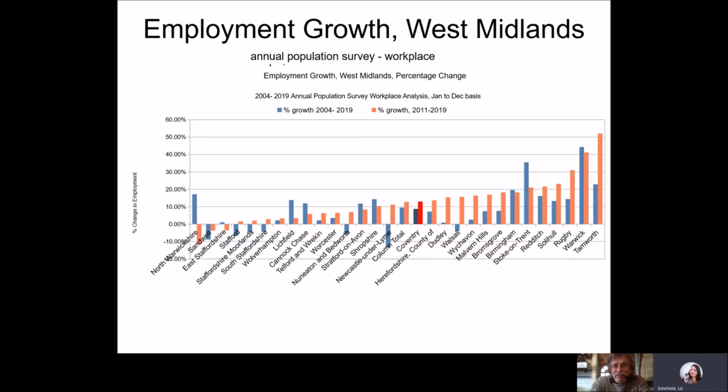And you can see that there was rapid jobs growth in Tamworth and in Warwick and in Rugby on the right-hand side of the graph, or Solihull. But Coventry was not the place to come to if you were really eager for a job. So it isn't employment growth up to 2019 which is producing any kind of massive population increase. Next slide.